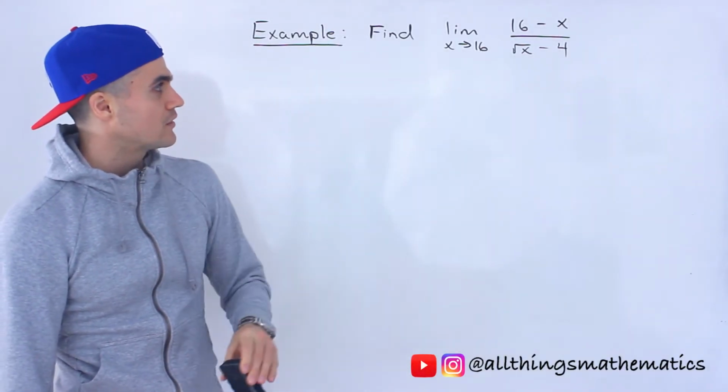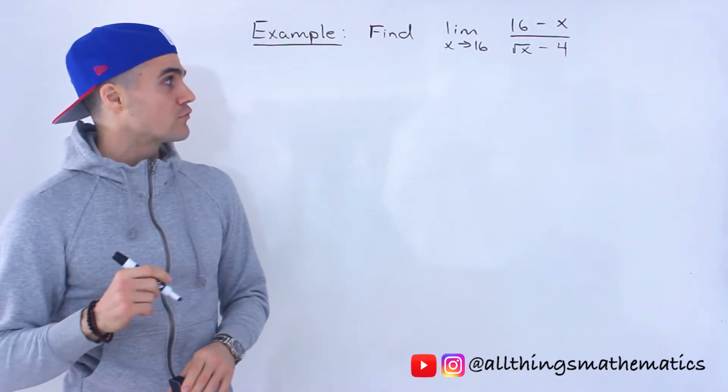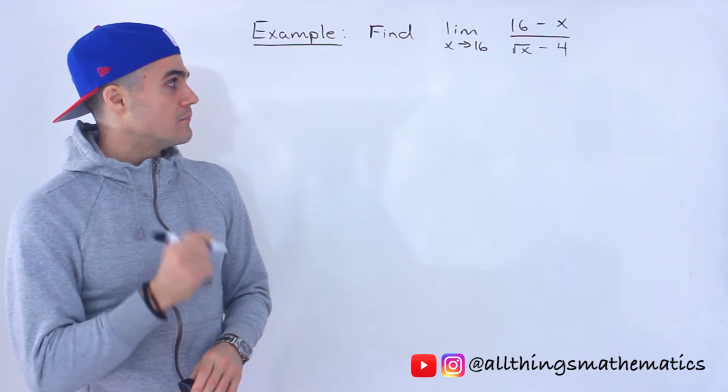We've got to find this limit here: the limit as x approaches 16 of 16 minus x all over the square root of x minus 4.